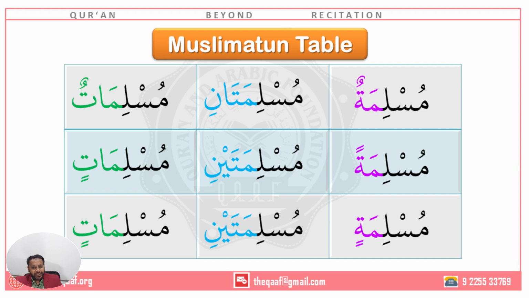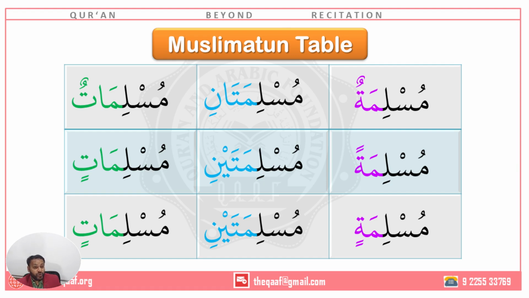That is possible in singular. But in dual, the ani should be the last one. So the tamarbuta is accommodated in the middle, and it becomes Muslimatani. Similarly, the next two words will be Muslimataini and Muslimataini. That's how you are taking the Muslimun table and converting it into the feminine table. So the new table is Muslimatun, Muslimatan, Muslimatin, Muslimatani, Muslimataini, Muslimataini.